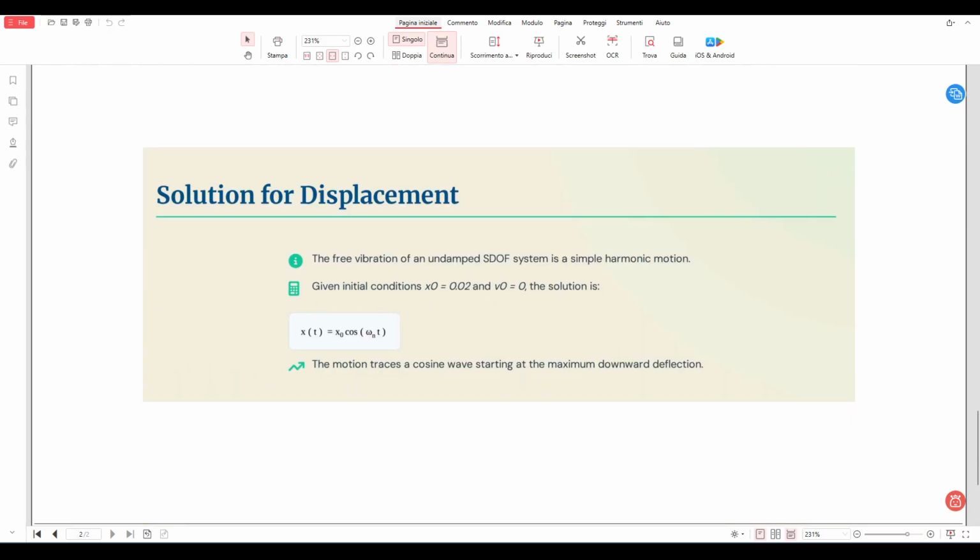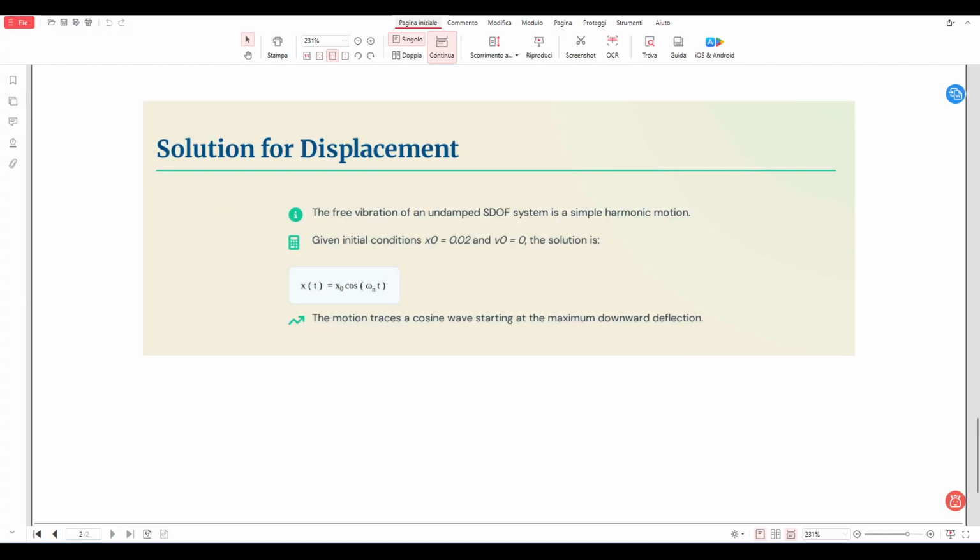We give this in simple harmonic motion, with the initial condition x0 equal to 0.02 meter, 2 centimeters, and the initial velocity v0 equal to 0. So x(t) is equal to x0 times cosine of omega t. This is the equation.